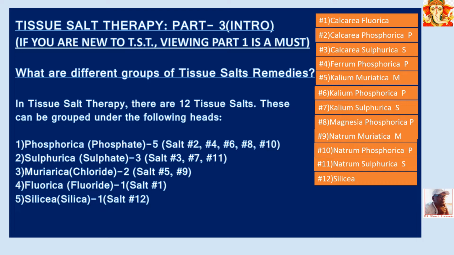The salt numbers are given on the right hand side. Muriatica or chloride: salt number 5 and salt number 9. Fluorica or fluoride, 1: salt number 1. Silicia or silica, 1: salt number 12. In all there are 12 salts, the names given on the right hand side.